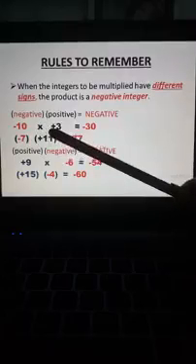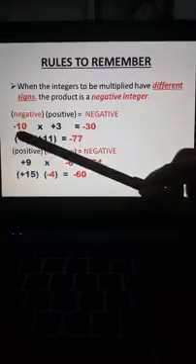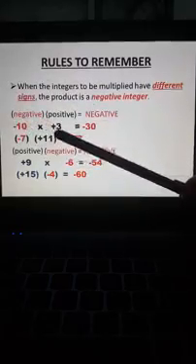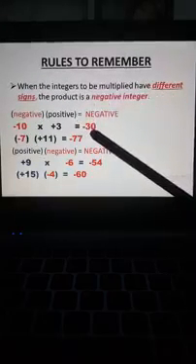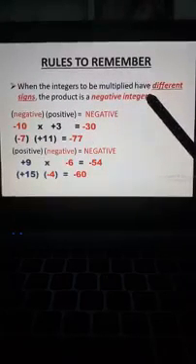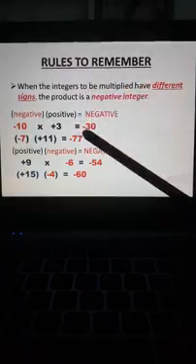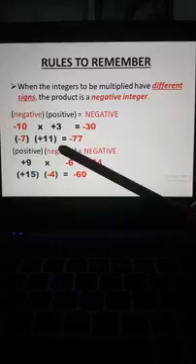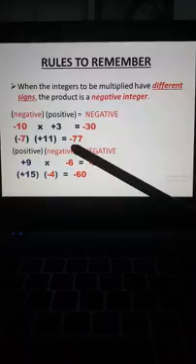Negative 10 times positive 3. So multiply the absolute value of negative 10 and positive 3. That would be 10 times 3. Answer is 30. And we follow this rule. Therefore, the sign is negative. Negative 7 times positive 11 equals negative 77.